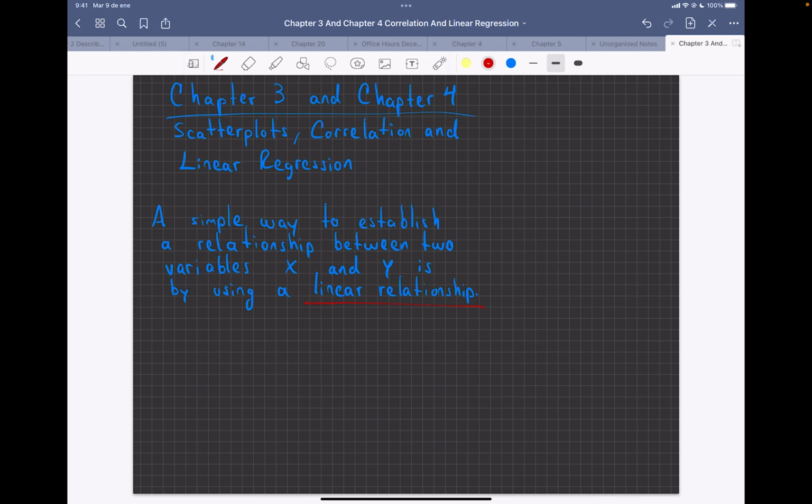What is that? Remember, a linear relationship, to be more precise, a linear equation or linear function, is one that can be written in the form y equal to mx plus b, where m is the slope and b is the y-intercept. We're going to be using a similar equation here. So if you remember the properties for those kinds of equations or functions, it is going to be useful in this part of the course.